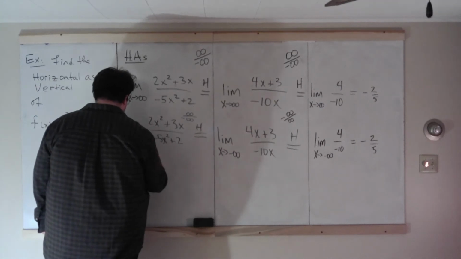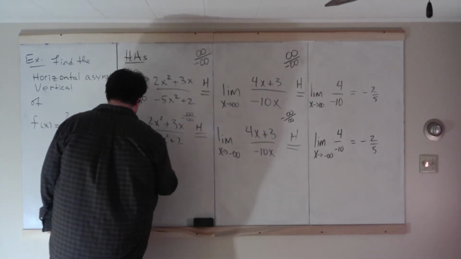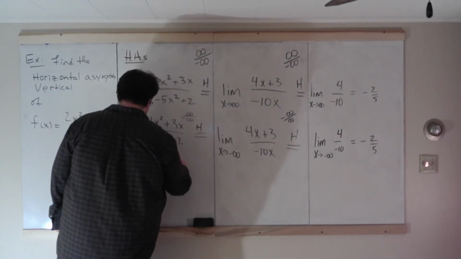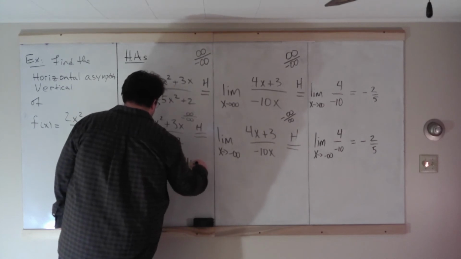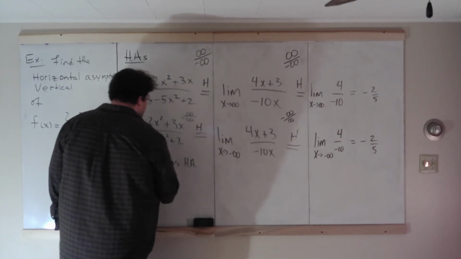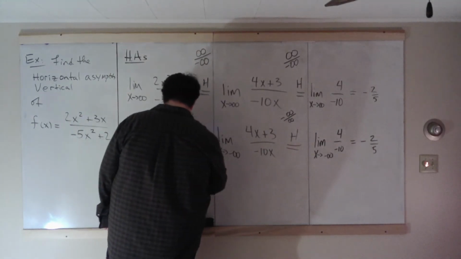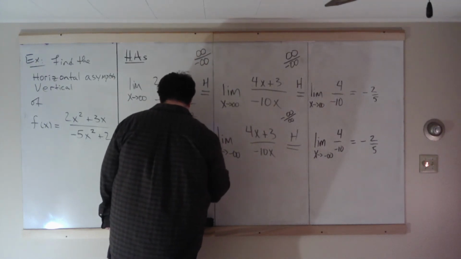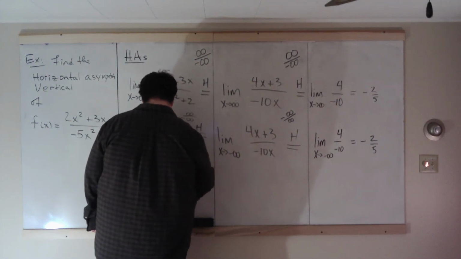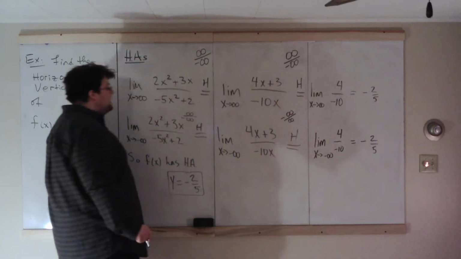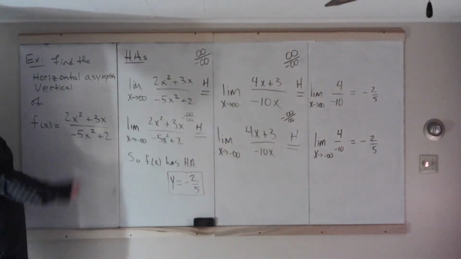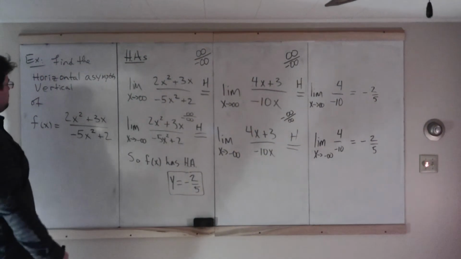So for f of x, we have to remember what we're being asked. We're not asked to just find those limits. f has a horizontal asymptote. There's only one of them. y equals negative 2/5. So there's another illustration of L'Hopital's rule.